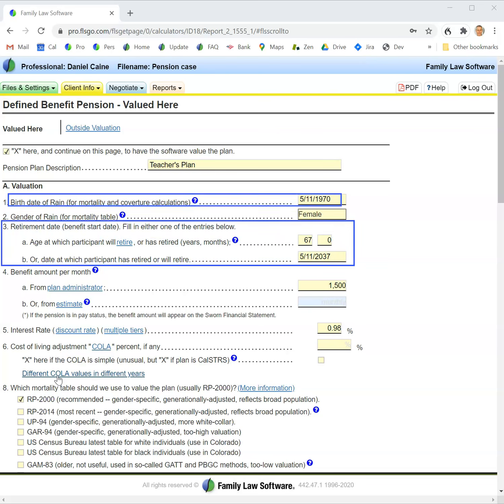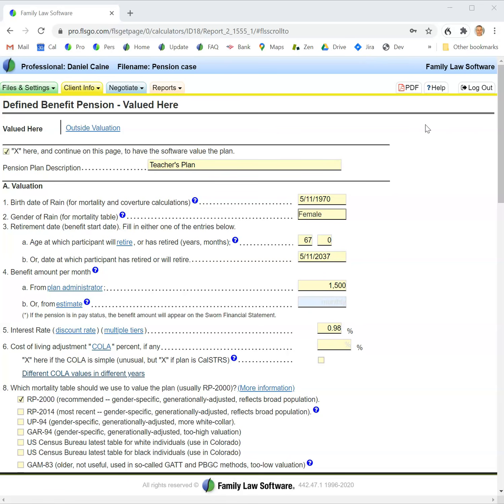So the birth date and age at which the participant will retire, or date at which the participant will retire, establish the date and age that payments will begin. The date that payments will begin is important because some of the mortality projections assume that people will live longer if they are born later, or, more recently, if people will live shorter if they are born later. But the date of birth matters as well as the age.